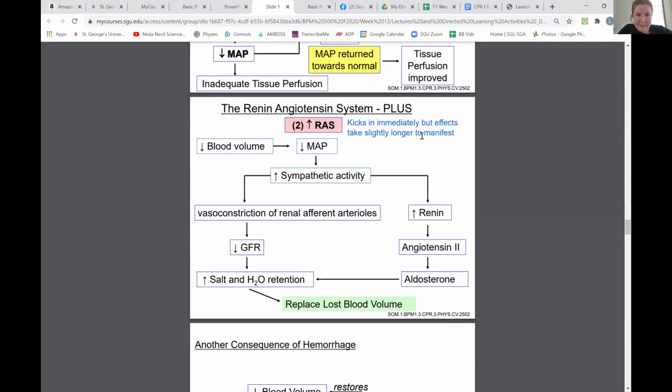Yeah, longer to manifest. So you do have receptors in your kidneys that are going to sense the decrease in blood volume and the sodium content. And so this is going to kick in so you can hold on to sodium and water at this level.